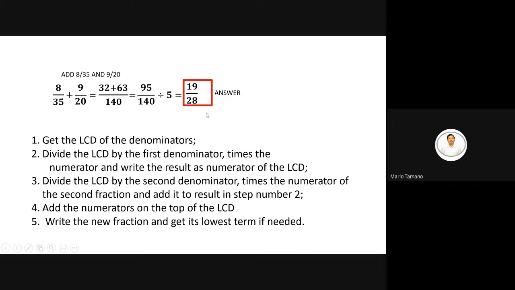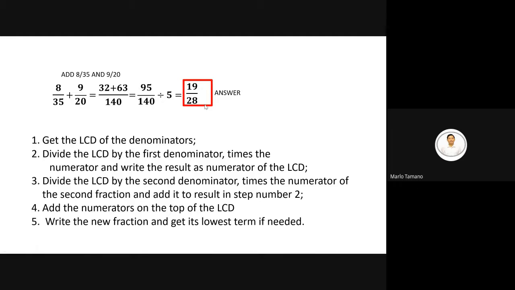Tandaan niyo po yung sinabi ko, pwede pong 32 over 140 plus 63 over 140. So pinag-isa ko lang po using one vinculum. No? Ayan. So okay na po yun. Now, 32 plus 63 is 95 over 140. Now, tignan niyo po yung 95 over 140. Pwede ba natin paliitin? Opo. Yes. No? So, yung 95 at saka 140 ay pareho silang divisible by 5. Ayan. So, 95 divided by 5 is 19. 140 divided by 5 is 28.